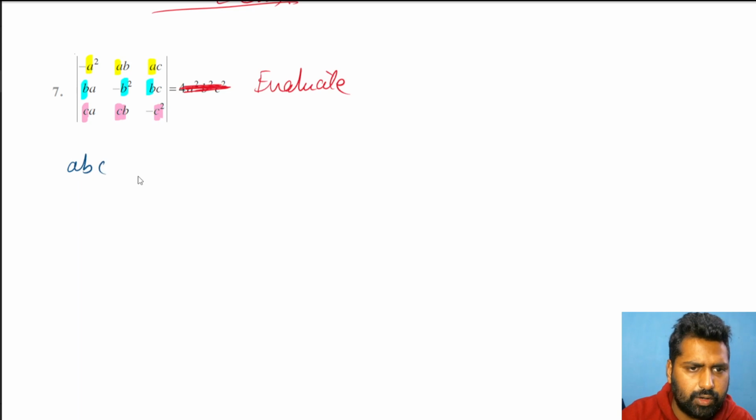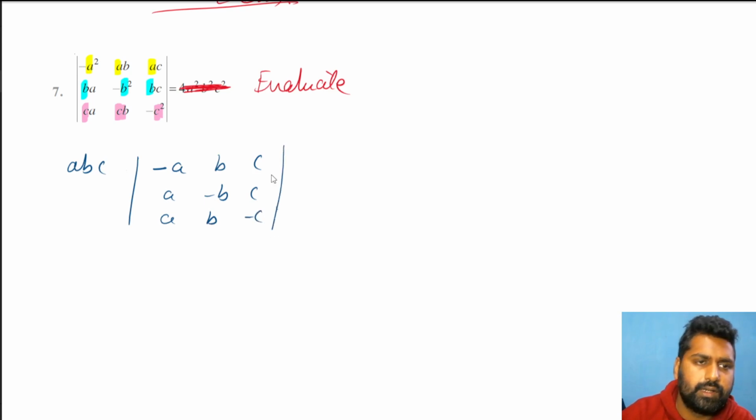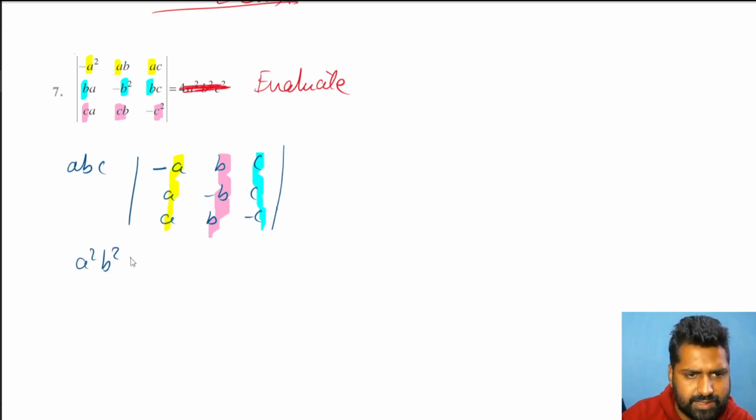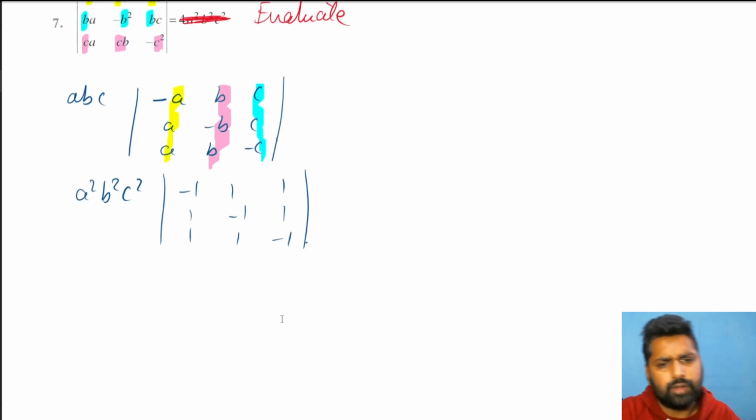So I can take abc common. What is left? Minus a, b, c; a, minus b, c; and again a, b, minus c. Again I can take common: a from the first column, b from the second column, c from the third column. So a square, b square, c square is already generated. Now you have the determinant of minus 1, 1, 1; 1, minus 1, 1; 1, 1, minus 1. You have to solve this now.